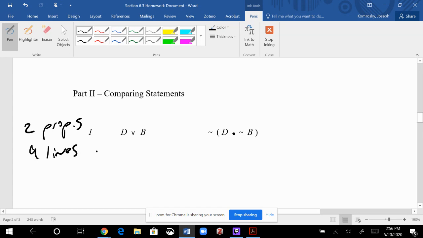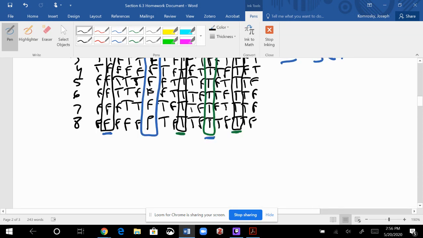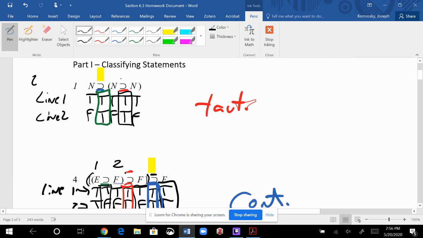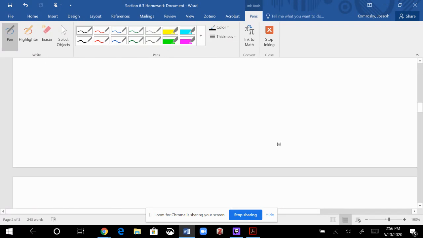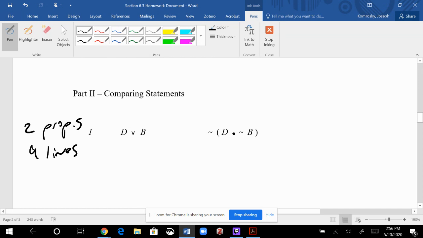So on this one, there's no main operator for one single statement. For example, like number four, the main operator was this horseshoe over here. For this one, you're just solving each statement. And you can literally just say the main operator is that one and that one, because now it's two statements, right? Okay, so we're just going to plug in right away. We know there are four lines. So the first one's true, true, false, false. And then the second one is true, false, true, false.